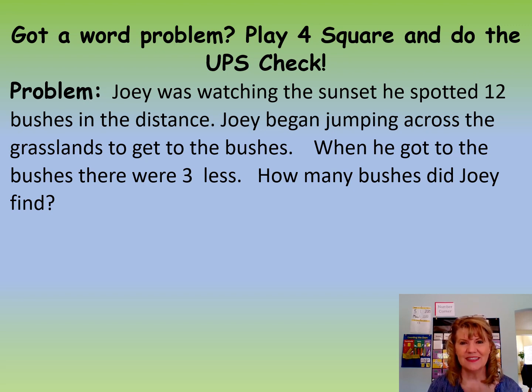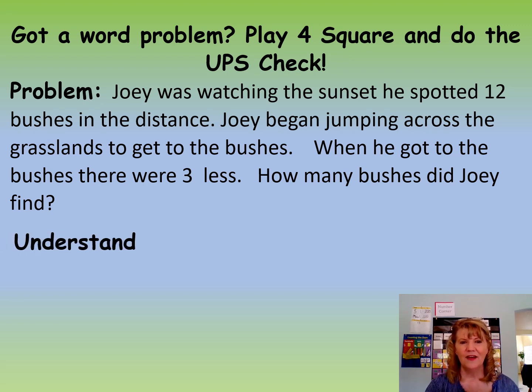Joey was watching the sunset. He spotted 12 bushes in the distance. Joey began jumping across the grasslands to get to the bushes. When he got to the bushes, there were 3 less. How many bushes did Joey find?